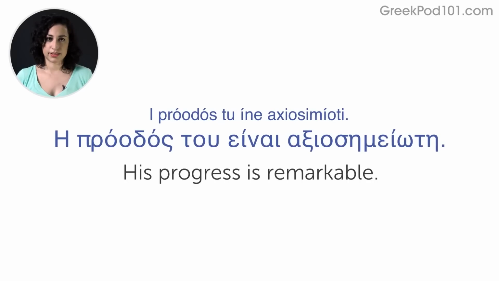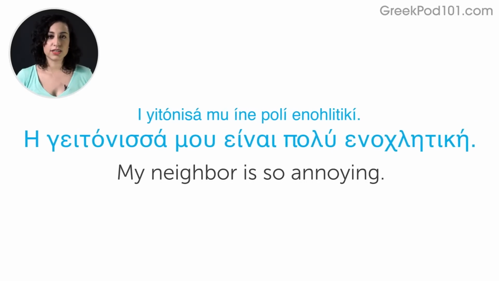Let's see some examples. Η πρόοδος του είναι αξιοσημείωτη. His progress is remarkable. Η γειτόνισσά μου είναι πολύ ενοχλητική. My neighbor is so annoying. So now let's see when enclisis happens.